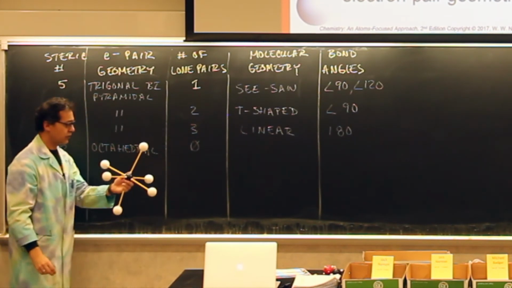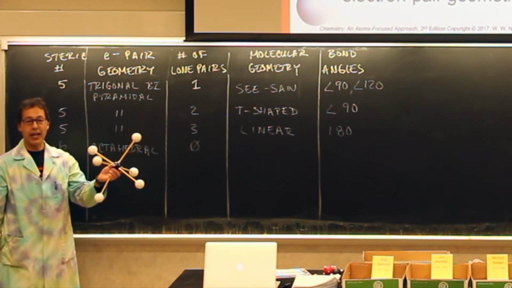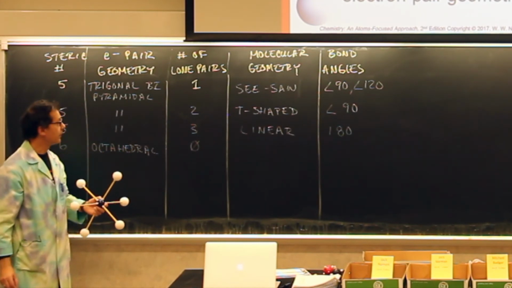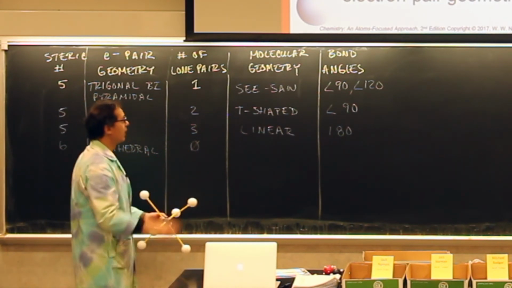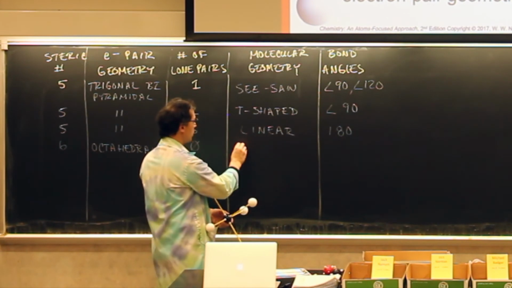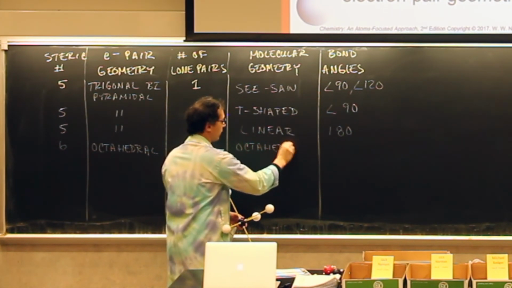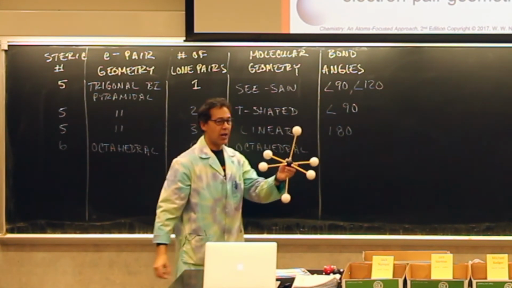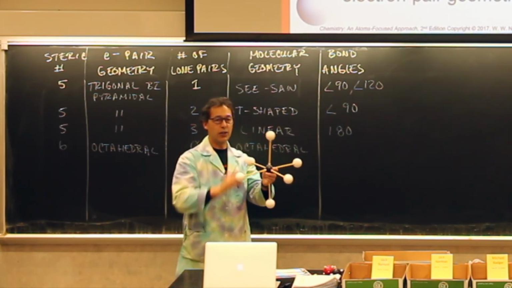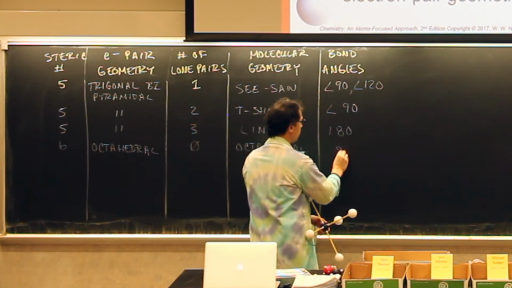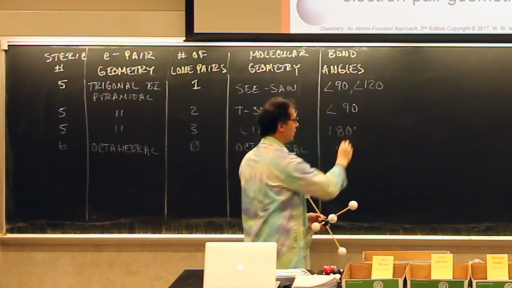If you played Dungeons and Dragons, this would be an 8-sided die. Octahedral. No lone pairs. Our molecular geometry is still octahedral. And our bond angles, we'd expect these to be 90 degrees.